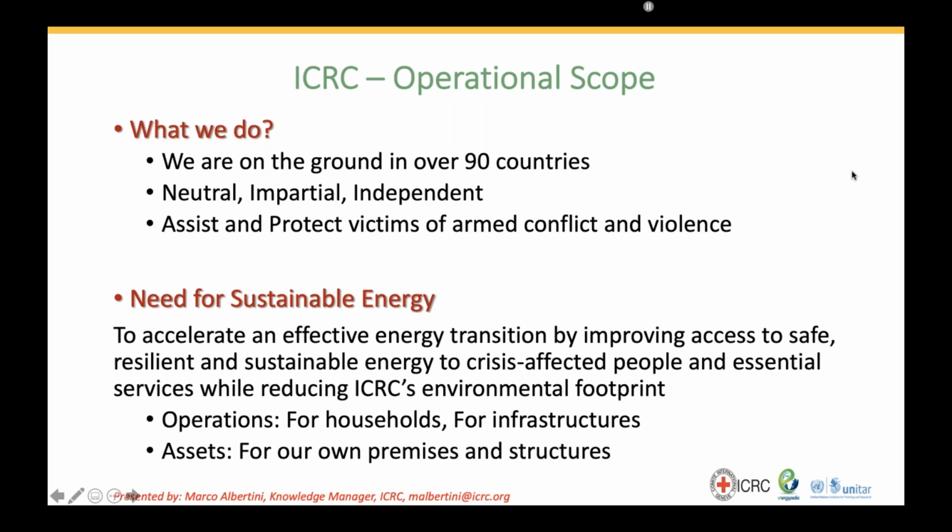Power supply, as we'll see better later in the presentation, is addressed at two main levels: on operations, for households and infrastructures, and at the level of our assets, for our own premises and structures. The goal of this transversal effort is to accelerate an effective energy transition for the ICRC by improving access to safe, resilient, and sustainable energy, while also reducing the environmental footprint of ICRC operations.